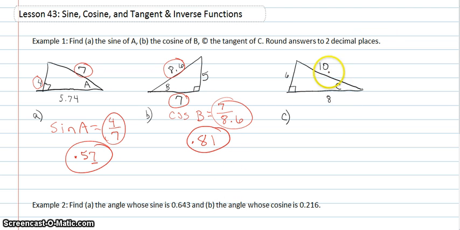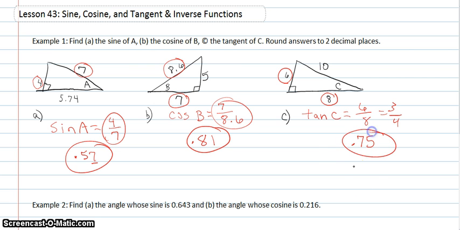Okay, and then on C, it says find the tangent of C. So for the tangent, that is opposite over adjacent. So the tangent of C equals 6 over 8, which would be the same as 3/4. So that's 0.75. Okay, and those are the A, B, and C answers.